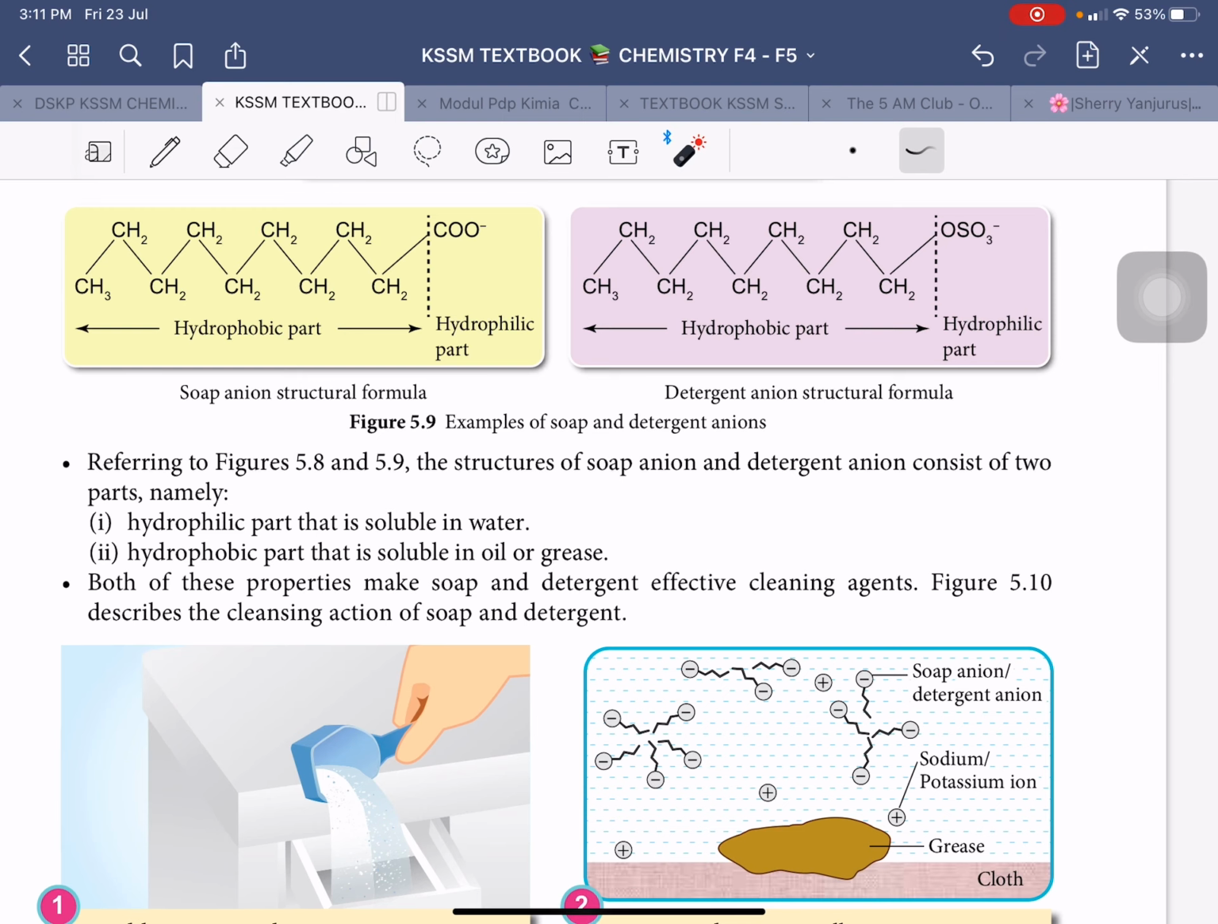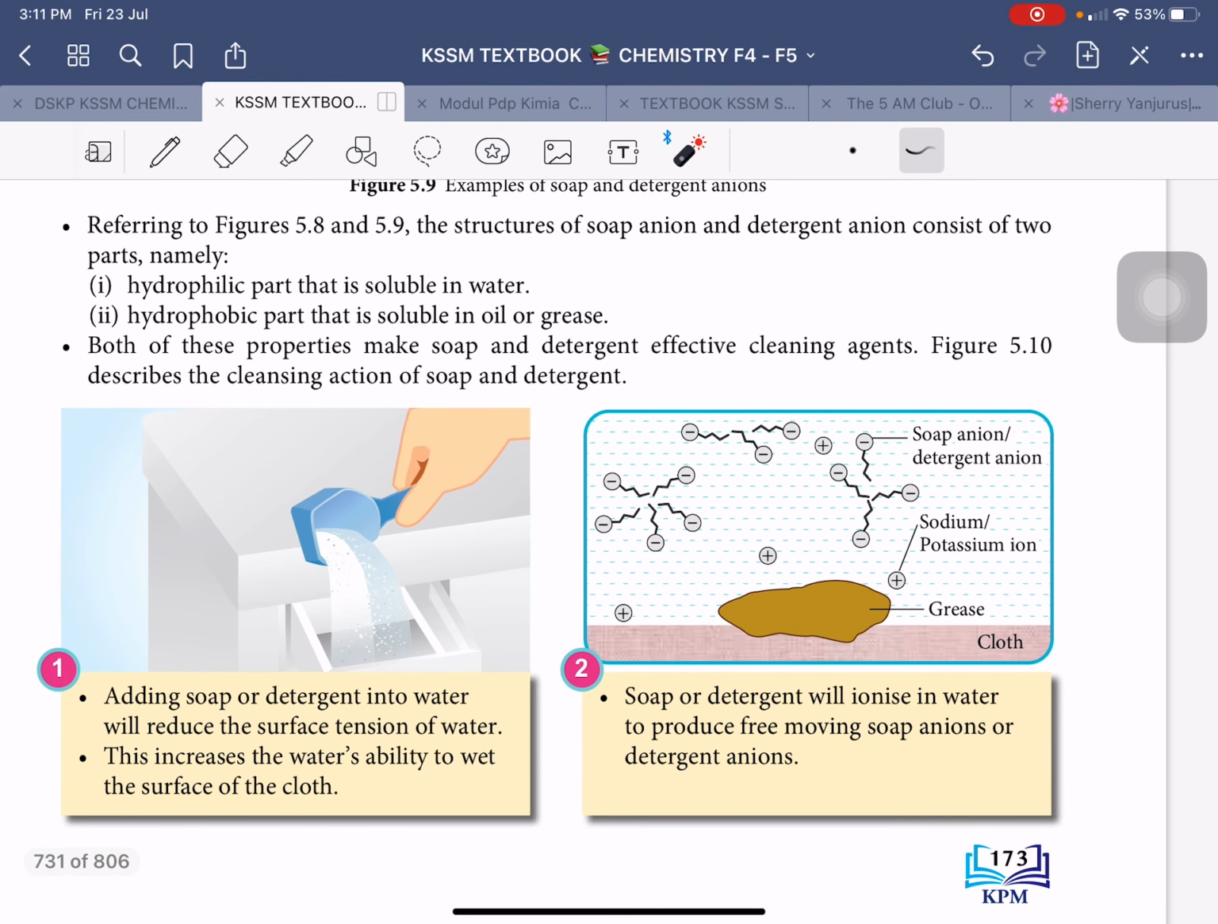So, mari kita tengok this one. Hydrophilic part is soluble in water. I told you already. Philic means love. Okay, soluble in water. Phobic means you don't like. You don't like water, so where will you go? You go to oil or grease. Okay, so both of these properties make soap and detergent effective cleaning agents.